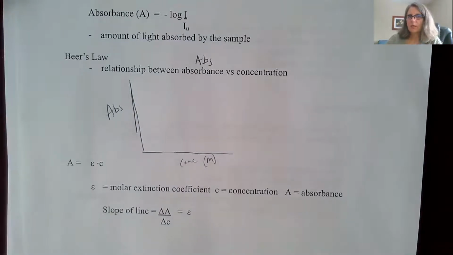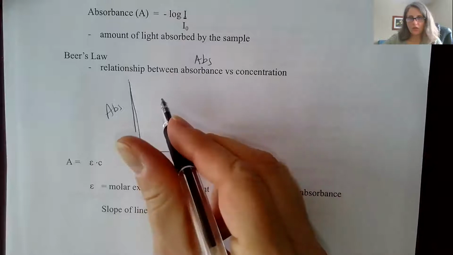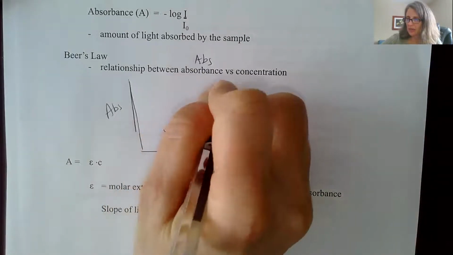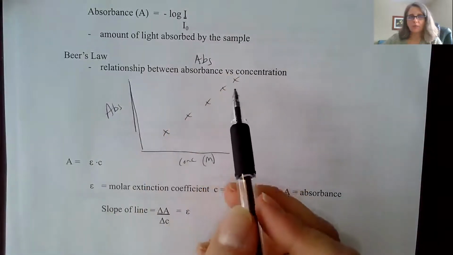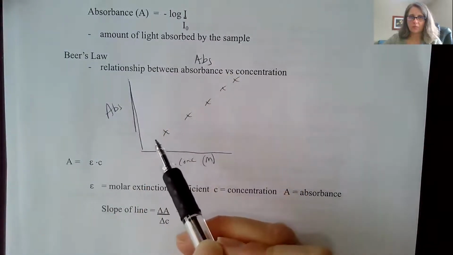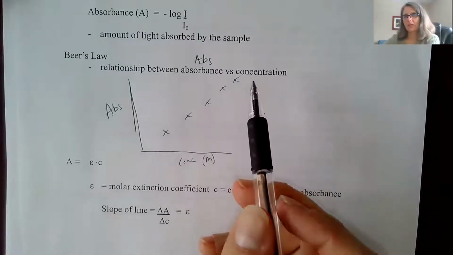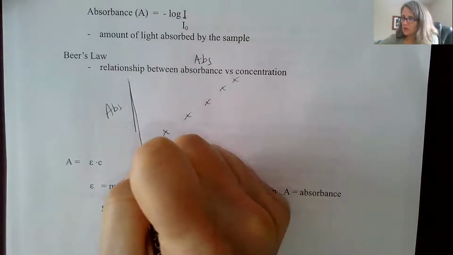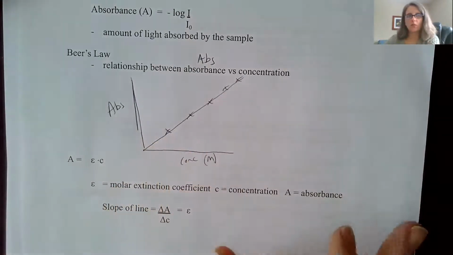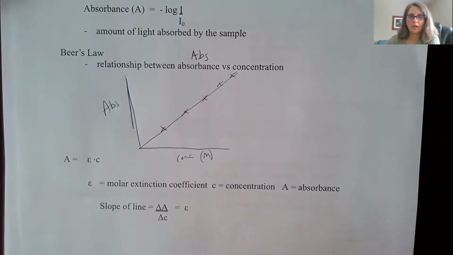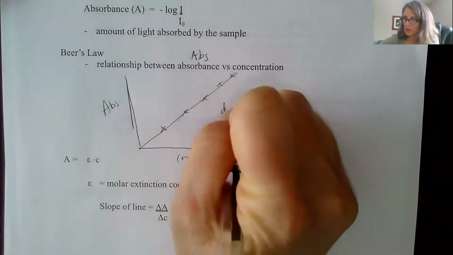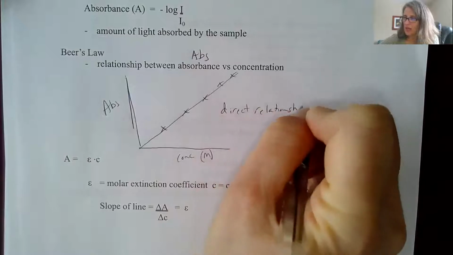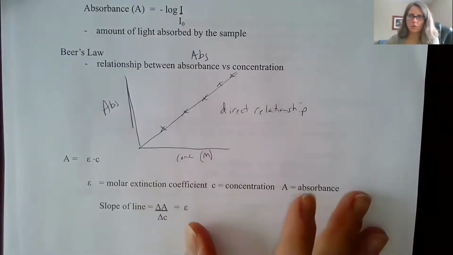So the relationship between absorbance and concentration: the higher the concentration, the more light will be absorbed, which only makes sense. If we think of a blue sample, the darker the blue it's going to be, the more it's going to absorb. So if I have my points that I'm going to graph when I create what we call my standard curve, it is going to be what we call a linear fit. So Beer's law is always a direct relationship between absorbance and concentration. As concentration increases, so does absorbance.